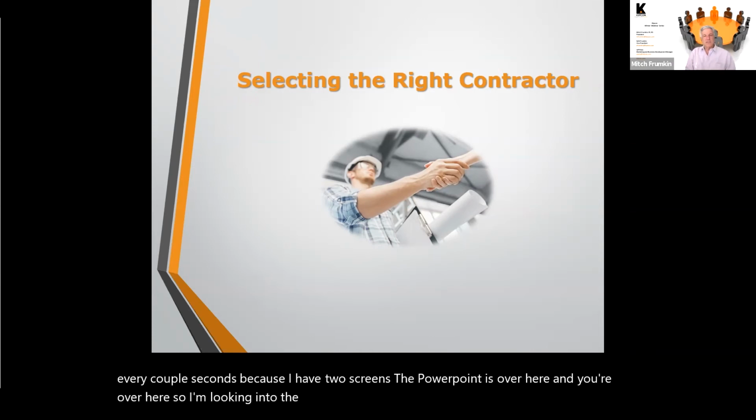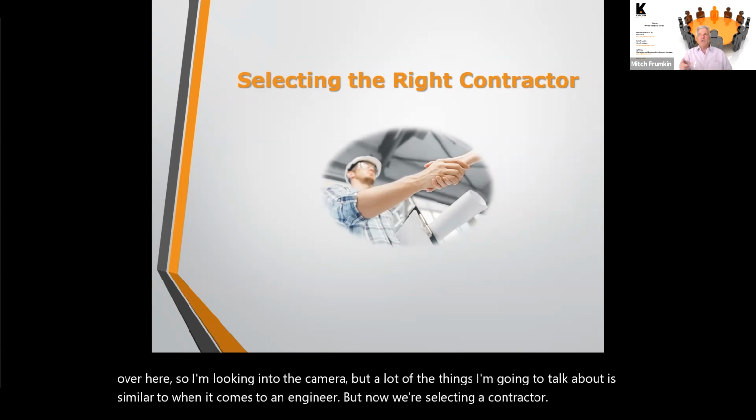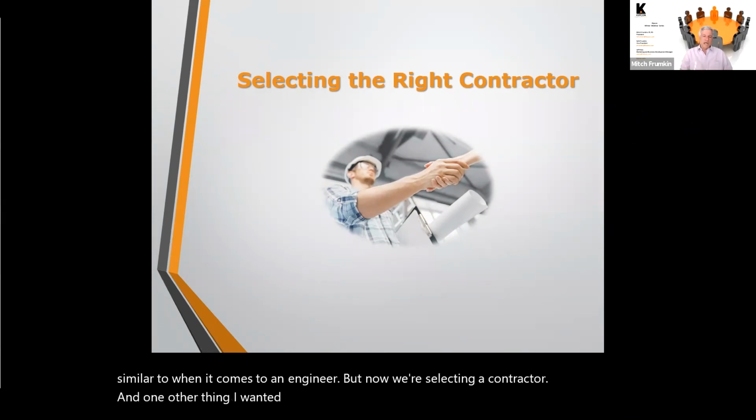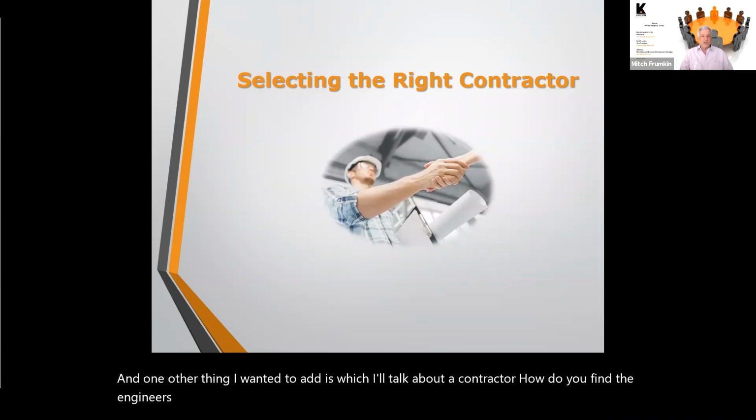But a lot of the things I'm going to talk about are similar to selecting an engineer, but now we're selecting a contractor. One other thing I wanted to add: how do you find the engineers? The CAI directory, of course, but references are always great, those types of things. So there are sources to find engineers.